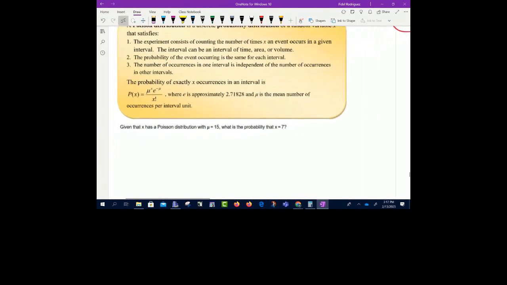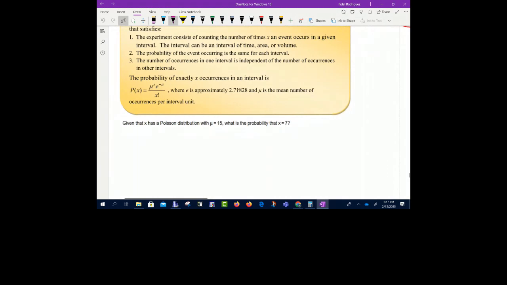The probability of the event occurring is the same each time. And the number of occurrences in one interval is independent of the number of occurrences in other intervals. And the probability of exactly X occurrences in an interval, they give us this formula here. I'm going to show you how we're going to do the problem. We're going to do one that's straight plug and chug, just to get some familiarity with how to use the formula.